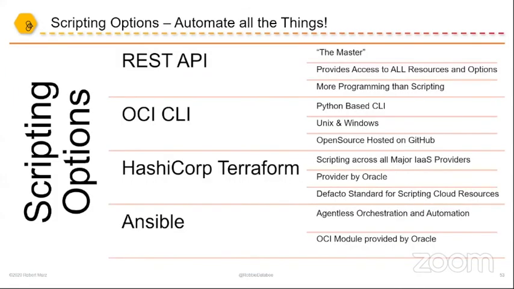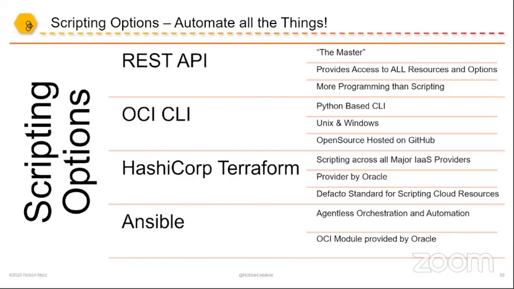The scripting options we have are, first, the REST API. This is the master. It provides you access to all resources and options inside the cloud. What is not available via the REST API isn't there as a feature. On the other hand, scripting using the REST API is more programming than scripting, because you need to do all this kind of state checking and error checking.